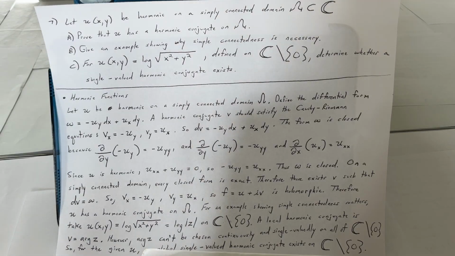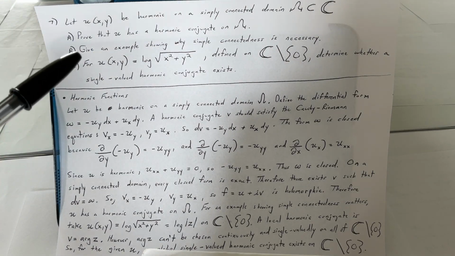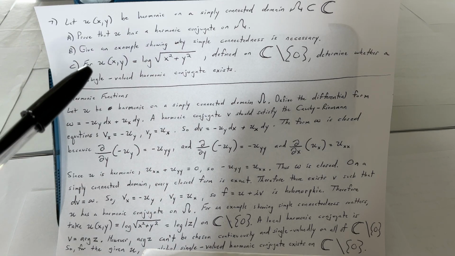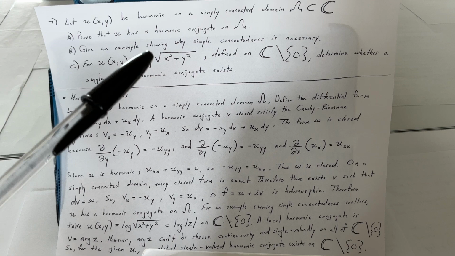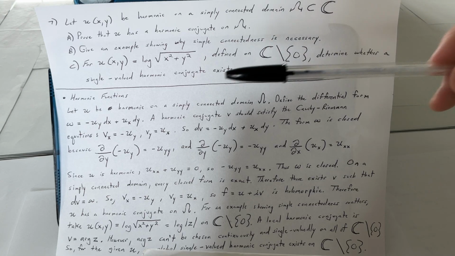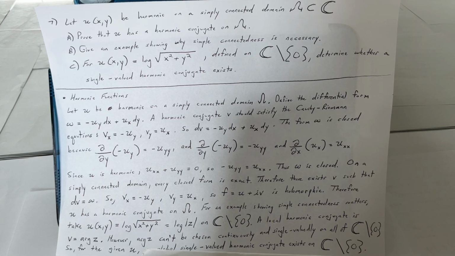Sorry for my poorly drawn omegas. Part B, give an example showing why simple connectedness is necessary. And part C, for u(x, y) equals log of the square root of x squared plus y squared, defined on the complex plane with 0 removed, determine whether a single-valued harmonic conjugate exists.